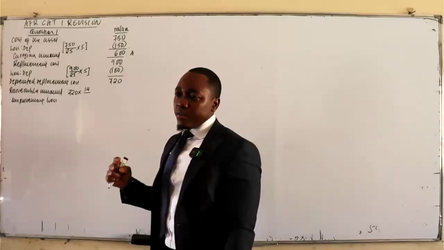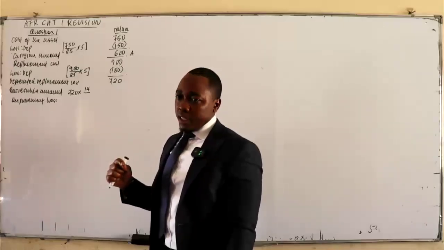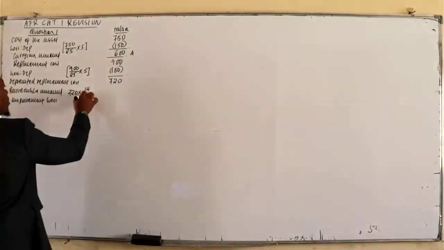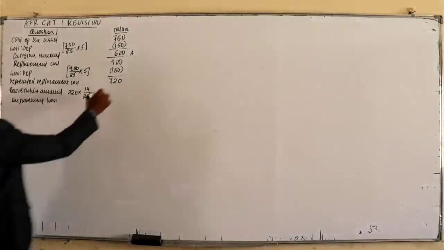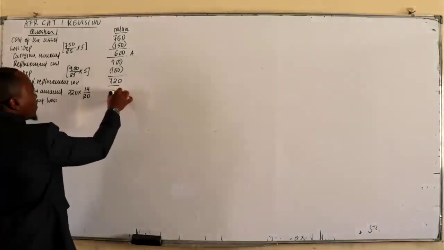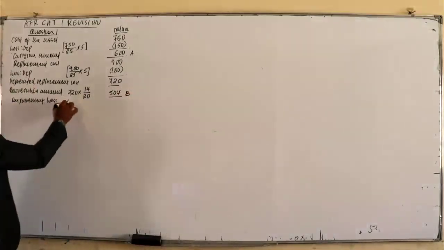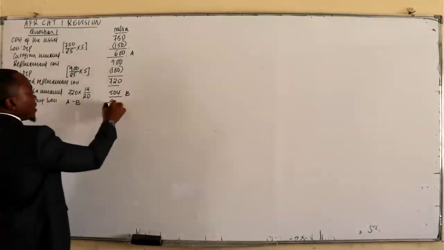So the expected number of tourists will be 20 million. But now it has changed to 14. So you take 14 million over 20 million. You take the proportion, you get 504. And that becomes your recoverable amount. Therefore, the impairment loss is A minus B, when the carrying amount exceeds the recoverable amount. You get an amount of 96. Good. You can take a screenshot.